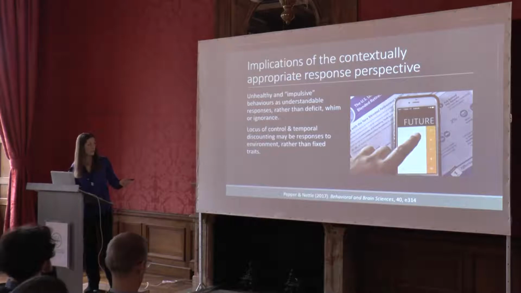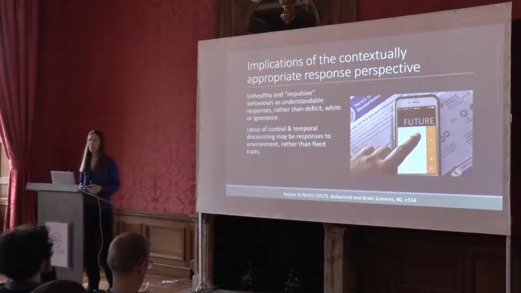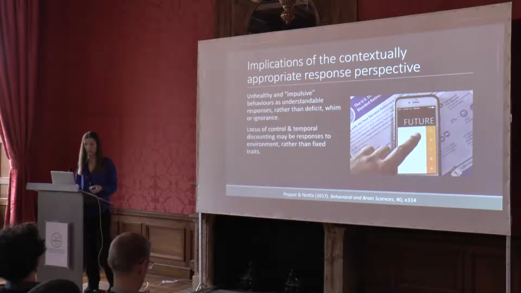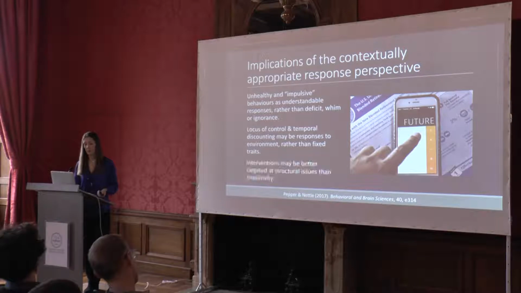Also, there are traits such as locus of control, so perceived control over things, and temporal discounting that are often treated as though they're personality traits that are fixed in an individual, that might in fact be a response to environment. Now, if people are in fairly stable environments over time, then it would be difficult to track this and it would end up looking like a personality trait. But in fact, they could be flexible responses.